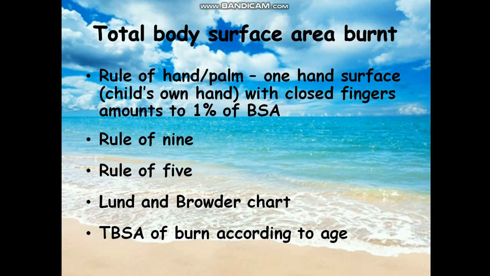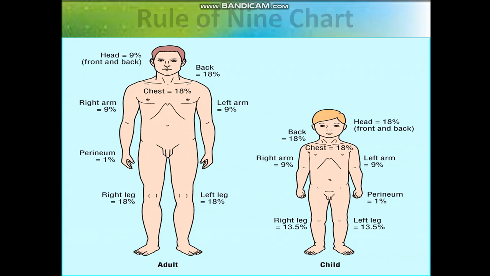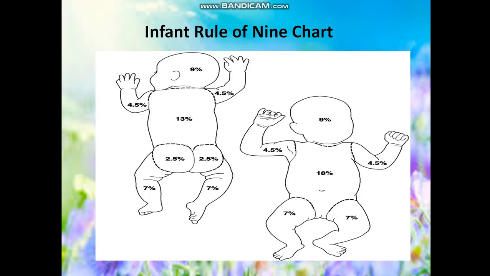Next one, rule of 9, rule of 5, Lund and Browder chart, total body surface area of burn according to the age. Okay, we can just list down or mention all these things. You already learned, I know. So this is the rule of 9 chart for an adult and for a child. You can just draw it down. For an infant, it is the infant rule of 9 chart.